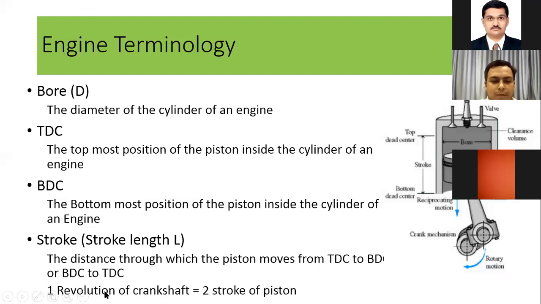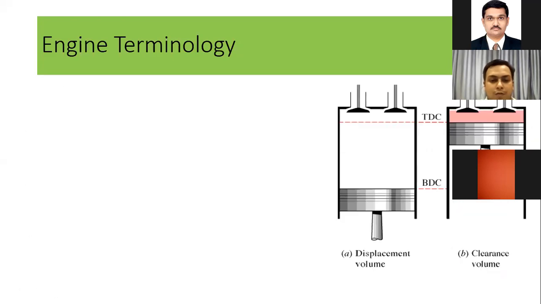So here one revolution of the crank equals two strokes. It means four strokes require two revolutions of the crank. Now another terminology that we are going to understand: swept volume and clearance volume. In figure A, the volume which is displaced by the piston when it moves from top to bottom or bottom to top is called the swept volume.